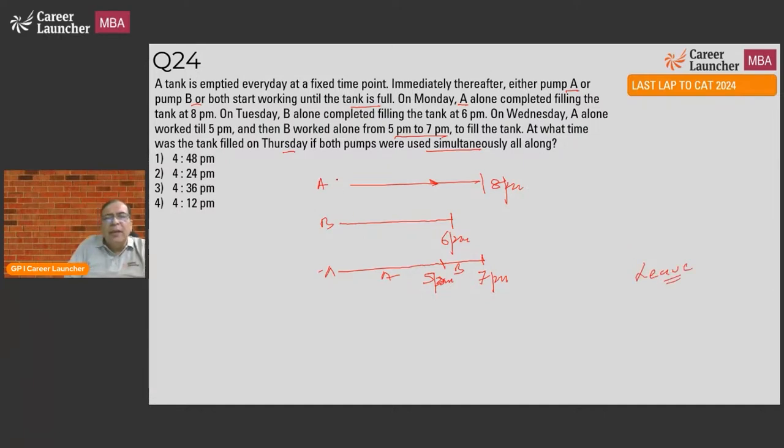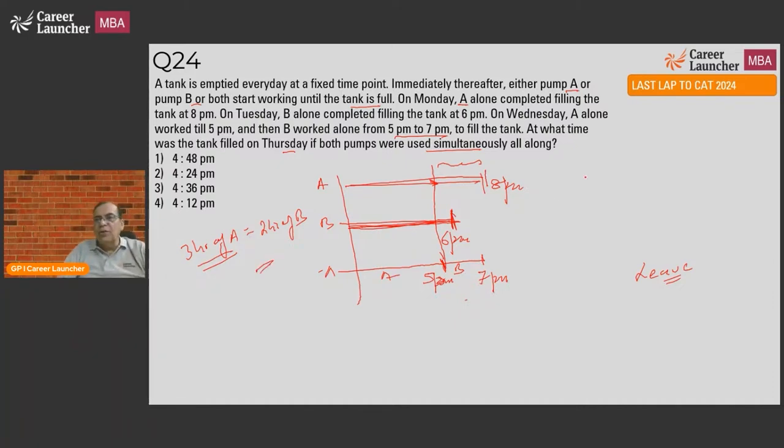Now, the way to look at this question would be to say, look at this B. If B alone was working, it was able to fill it up at 6 p.m. Or if A alone was working, it was able to fill up at 8 p.m. But when A worked till 5 p.m. and B till 7, for the next 2 hours, what does that mean? It tells you that 2 hours of B, look at this, if A had continued working, it would have taken 3 hours. So 3 hours of A is equal to 2 hours of B. The amount of water which A brings in 3 hours was brought in by B in 2 hours. This is your starting point.